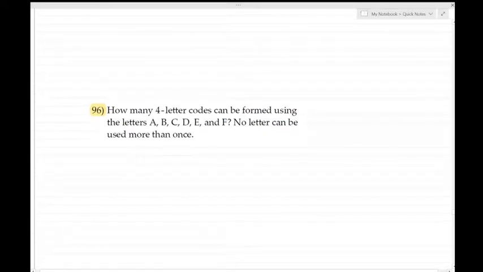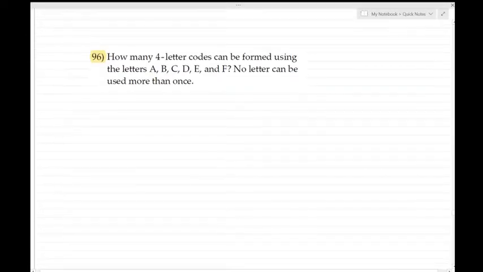Next, how many 4-letter codes can be formed using the letters A, B, C, D, E, and F? No letter can be used more than once. So that gives us the hint that we're using a permutation. Okay. So we actually have six to choose from, so six permute four, right? Because we're using six choices, A through F, so six permute four will give us 360 choices for password combinations, okay?